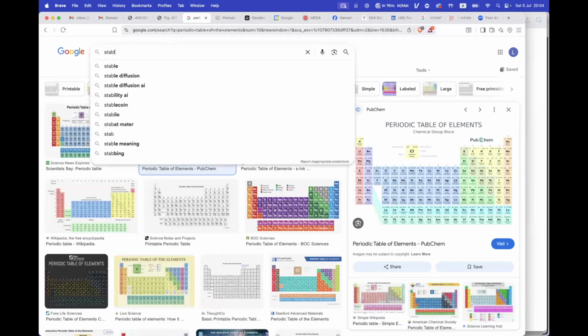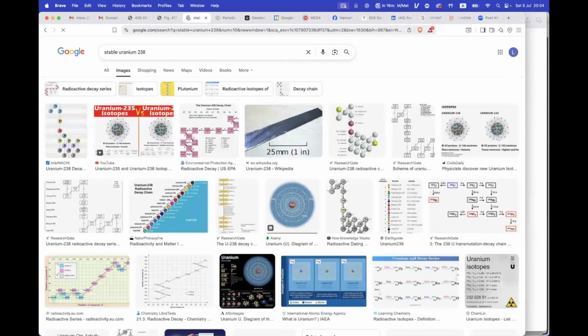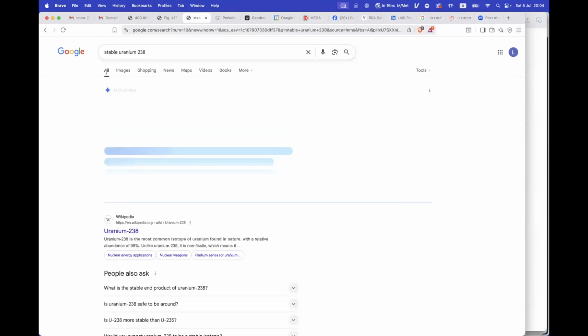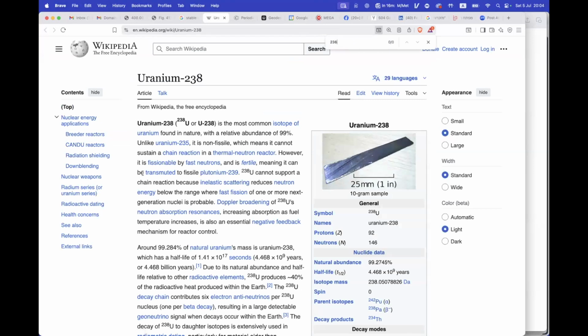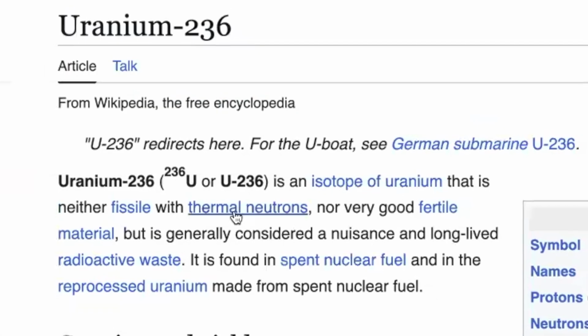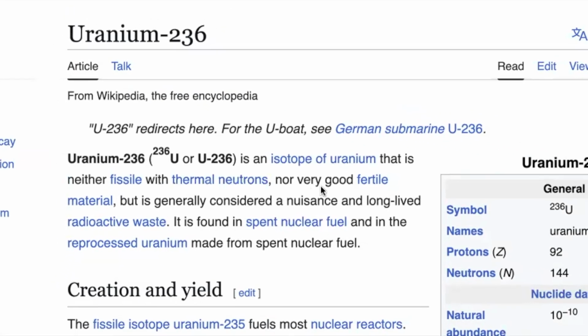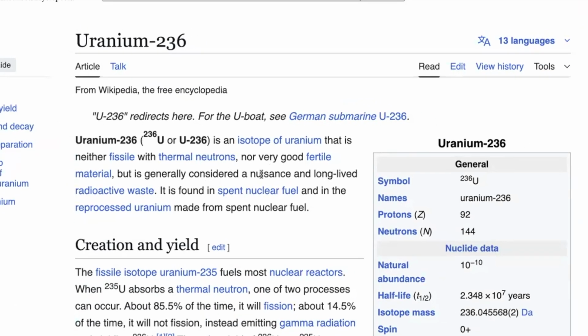The stable uranium is 238. I'm not sure of that, so let's just do it this way. Uranium-238 is the most common isotope. Okay, so that is the one that is found with an abundance of 99% in nature. Then the other isotopes are named 235 and 236. And when you name it differently, what you're doing is counting neutrons. So this is an isotope that is neither fissile nor very good fertile, and it's considered a nuisance.